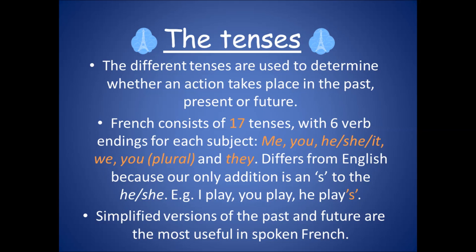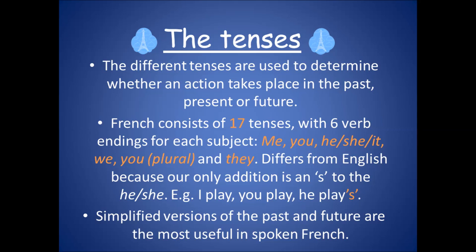So, the tenses. Now, the different tenses are used to determine whether an action takes place in the past, the present, or the future. So much like in English, however, each verb in French has a different ending determined by which tense we're talking about. So, if we're talking about an action in the past, we're going to look at using an E with an accent as the ending. And if we're going to talk about the future, then we can use a simplified version, which is the I am going to version, or we can use a more simplified version in terms of length. So we can do that by using just a simple verb on its own and changing the ending.